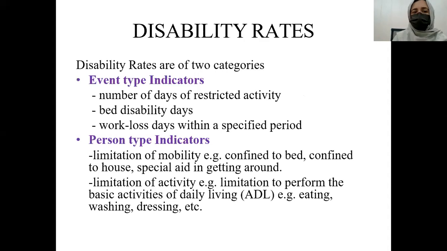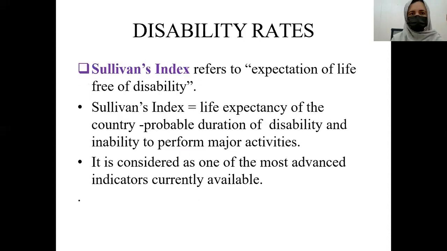Next is very important, that is the disability rates. ये आजकल बहुत important है because now it is said that due to advancements in science and technology, the life expectancy has increased. People are living longer as compared to previous years. But the new concept is that it's not just the longevity, it's basically the quality of life, how well they are spending their life. तो इसके लिए disability rates लाए गए। For example, very important is Sullivan's index.